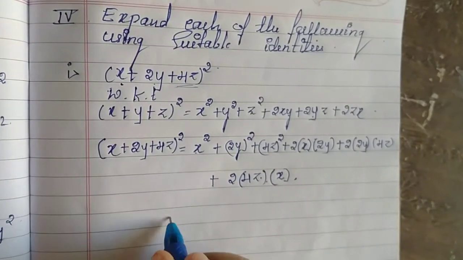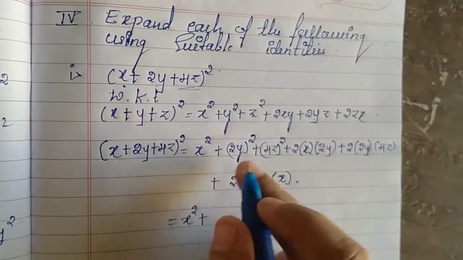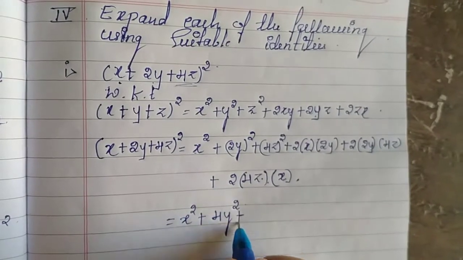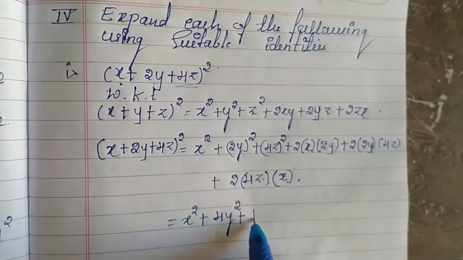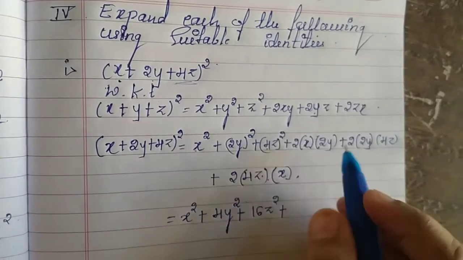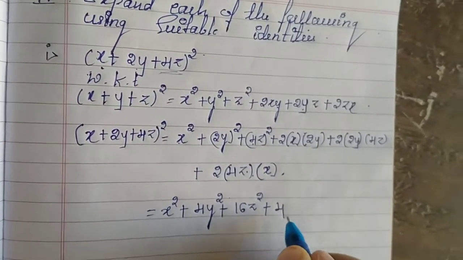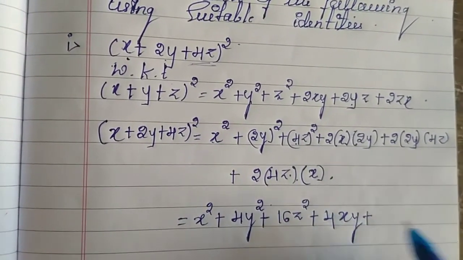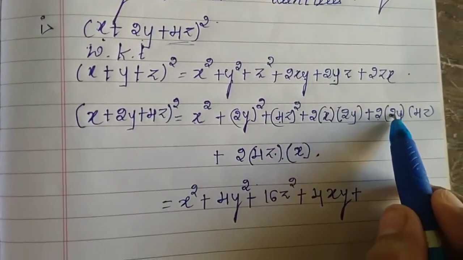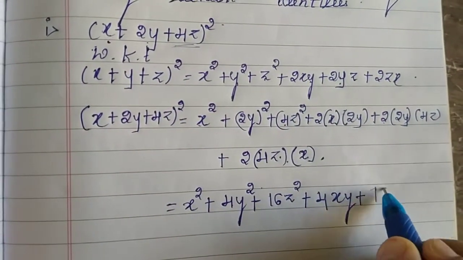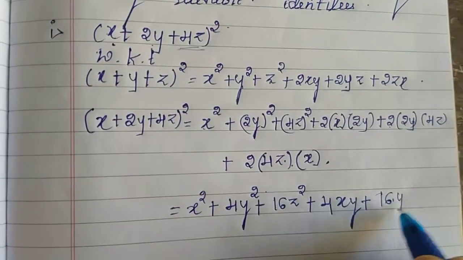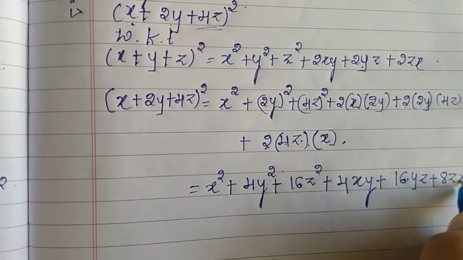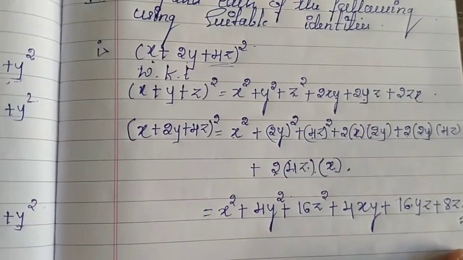So when you simplify this, what are you going to get? x square plus 2y the whole square is nothing but, when you split this, 4y square plus 4z the whole square is nothing but 16z square plus, you can see 2 2s are 4 over here and xy as it is, plus 2 2s are 4, 4 4s are 16, 16yz plus, here you can see 4 2s are 8zx. Okay, so this is the first answer.